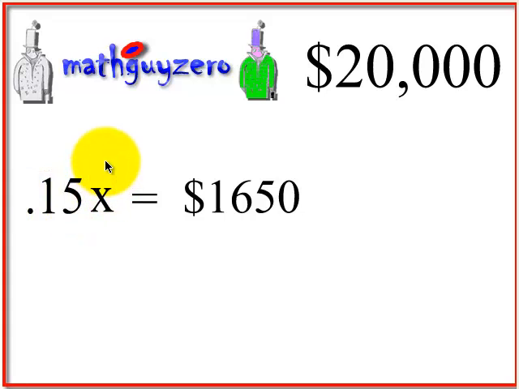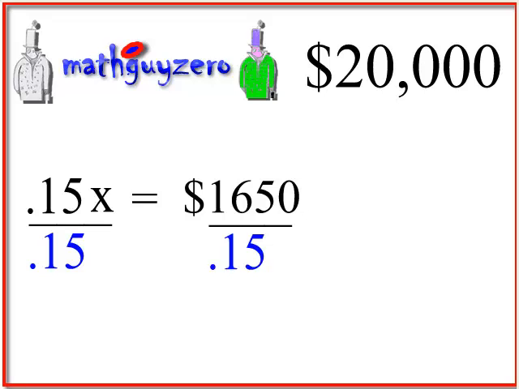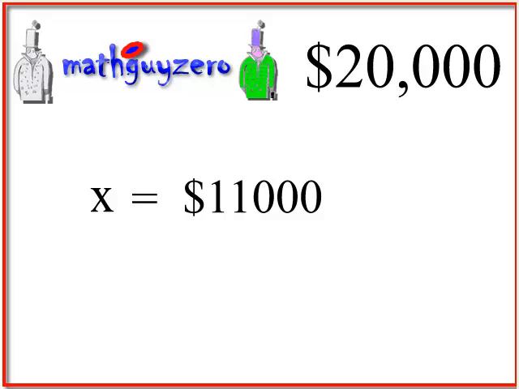Now I don't want 0.15x, I want 1x. And since we're multiplying by 0.15, if we divided by 0.15, that would turn that into a 1x. And again, what we do to one side of an equation, we have to do to the other side. And if we divide all that out, we get x equals $11,000. And again, okay, so we know the 8% amount. Now what do we do?